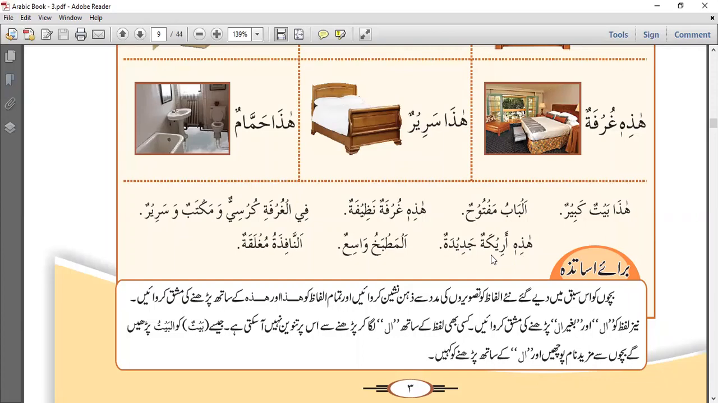Hazihi arikatun jadidatun. Hazihi means this, arikatun this sofa. Jadidatun means new. This is a new sofa. Al matbahu واسع. المطبخ means kitchen. This kitchen is wide or big. So this is a big kitchen. النافذة. Again the window. مغلقة. Closed. The window is closed.